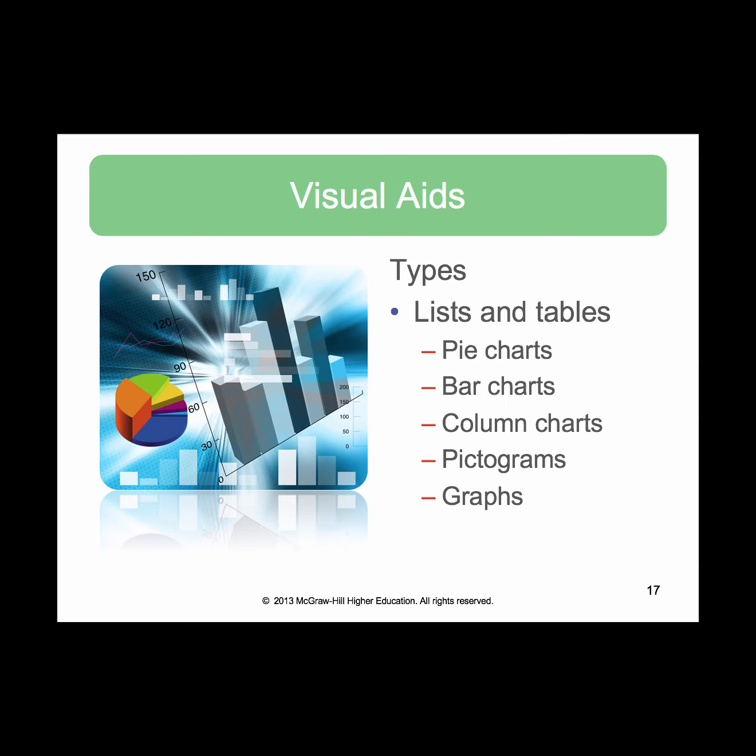The next types of visual aids, you can use lists and tables. So depending on the information, you will need to pick which kind of chart or graph fits best. So you could use pie charts, bar graphs, column charts, pictograms, or graphs, and there's often a lot of infographics that can be really cool.